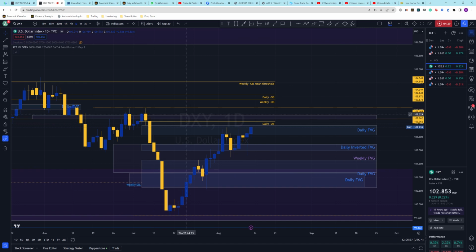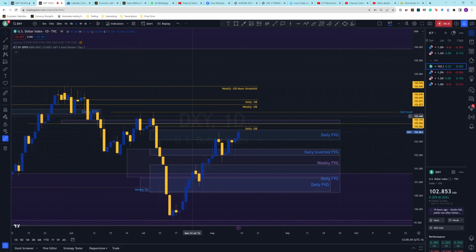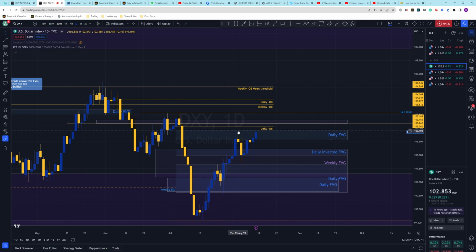But even looking at the DXY, we might see price expand all the way here. We have the daily order block here. We have a weekly order block here. We have a weekly fair value gap here. And we have liquidity. We have buy side liquidity.